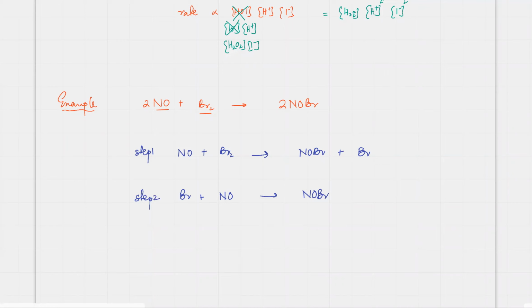So I told you that the rate of the reaction depends on the slow step. So let's assume that the second one is the slow step, and the first one is the fast step. So the first one is kind of irrelevant, shouldn't affect the rate of the reaction. The rate of the reaction would be dependent on the reactants that are involved in the slow step, which in this case is Br and NO. Right? So that's your slow step. A rate should depend on this slow step.